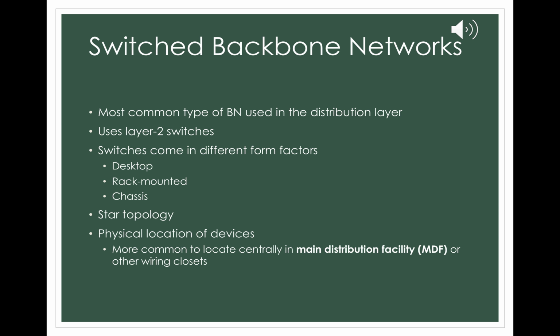The type of backbone network used in the distribution layer, which we've discussed above, uses Layer 2 switches, and the switches come in different form factors. They're the desktop, the rack mounted, and the chassis. These switched backbone networks, since they are switches, go with the star topology and the physical location of devices. Most commonly, they have closets in the back of a room, or a switch closet. It's more common to locate centrally in the main distribution facility, or like I said, a wiring closet. So that's usually how the devices are set up.